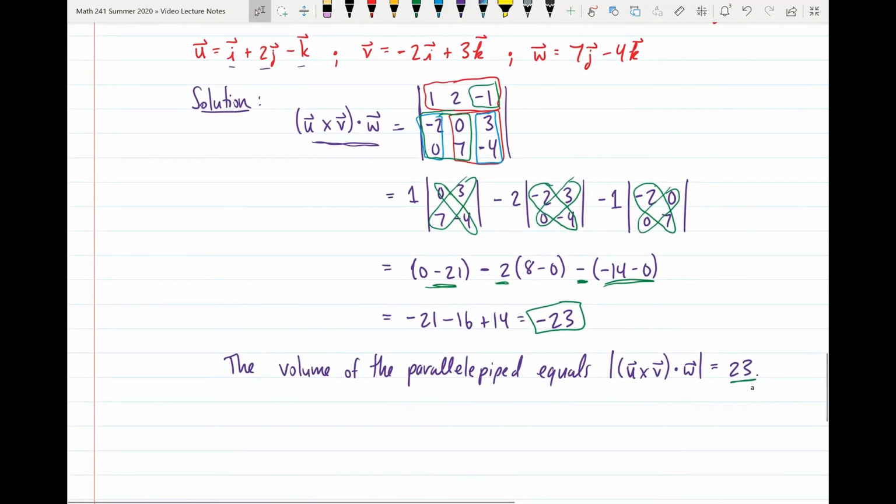So that is the end of the content for section 12.4 and also the content for May 13th. So keep a lookout for section 12.5, which we will cover on May 14th.